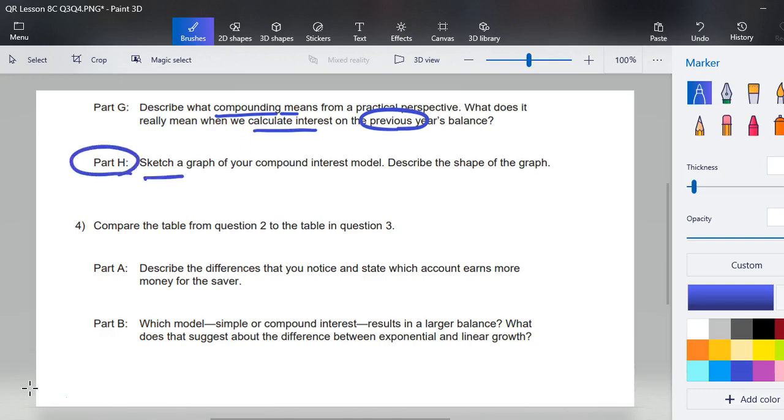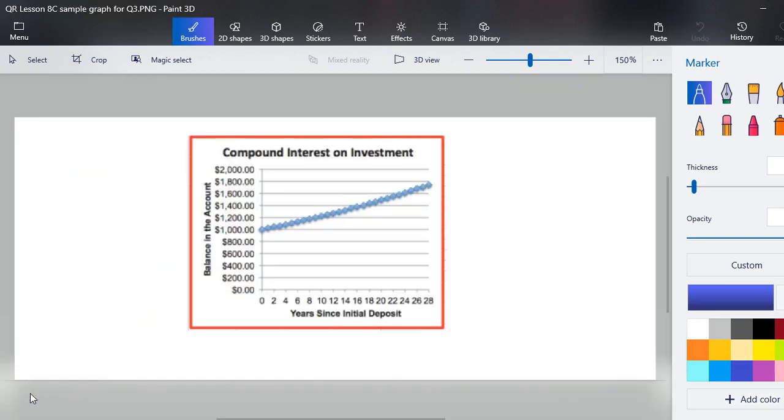Part H asks us to sketch a graph and describe the shape of the graph. Here is a sample graph. It has a good title about compound interest, the balance on the account, and the years since the initial deposit. So part H asks you to sketch a graph and then describe the shape of the graph. And this one's different from our linear, that linear is going in a straight line, and this one's got a curve going to it.